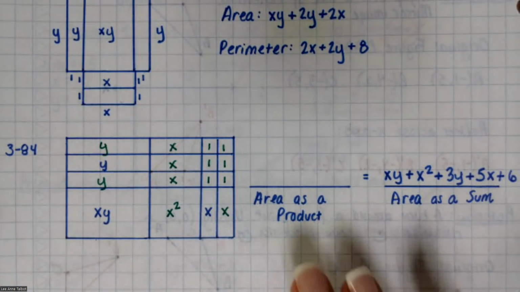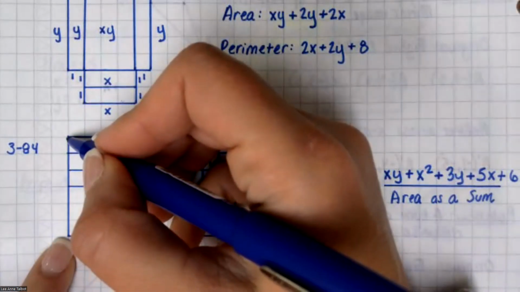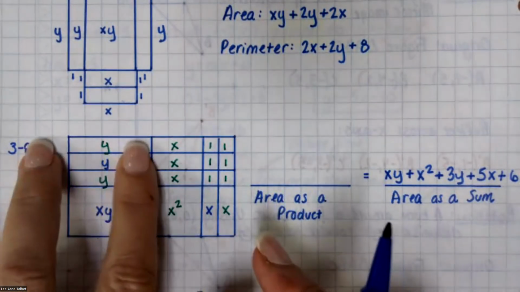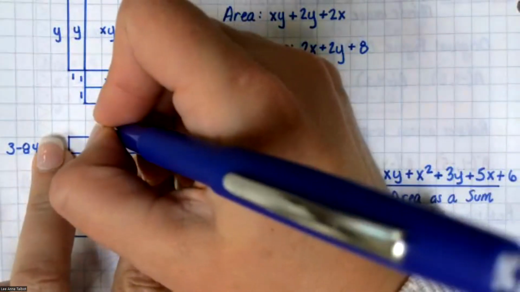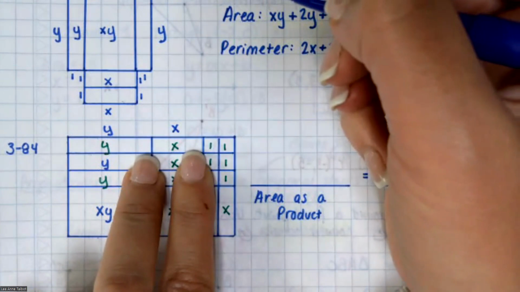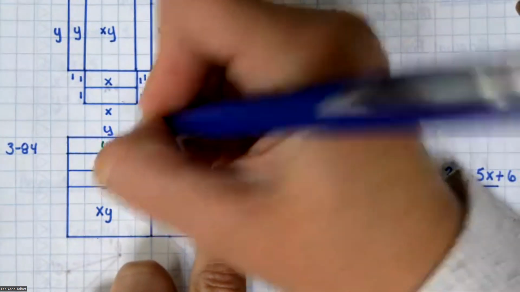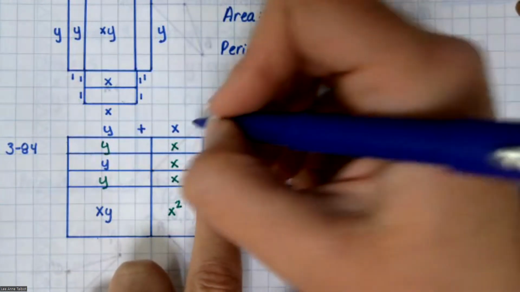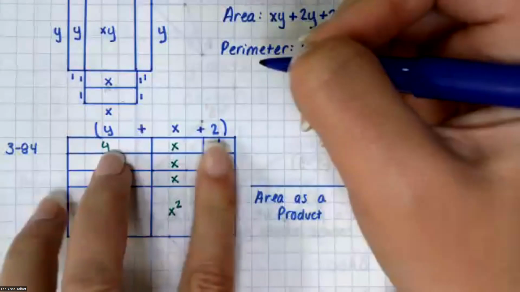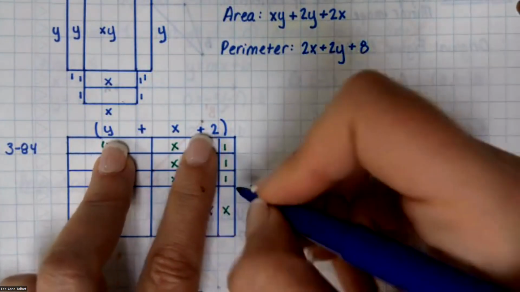Okay, now area as a product is the length times the width. So what we're going to do is look at how long each of the length and the width are. So this length is Y. This length is X. And what's this length right here? 2. So that means the top of this is Y plus X plus 2 long.